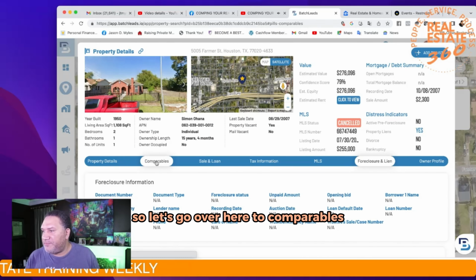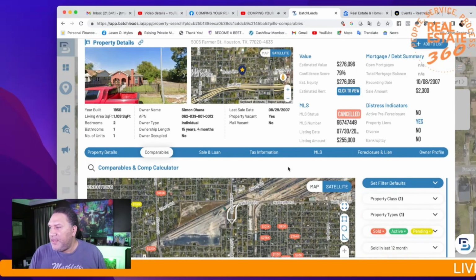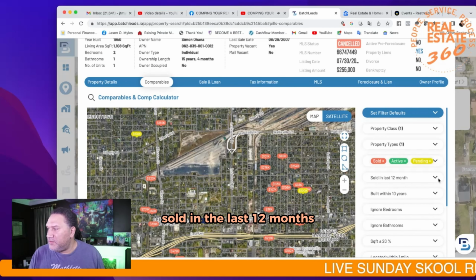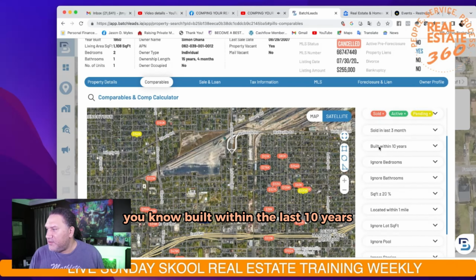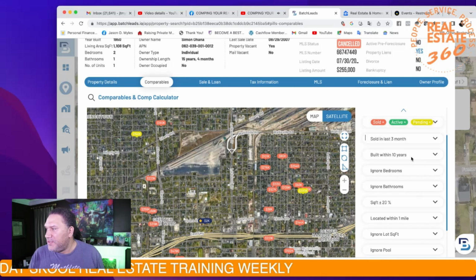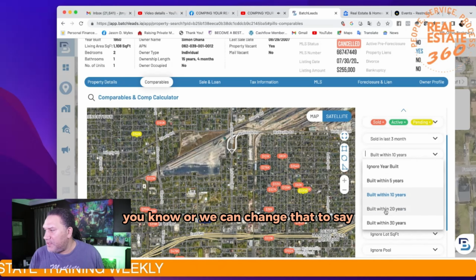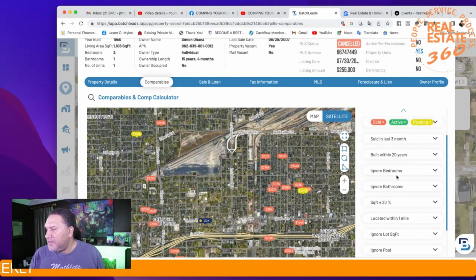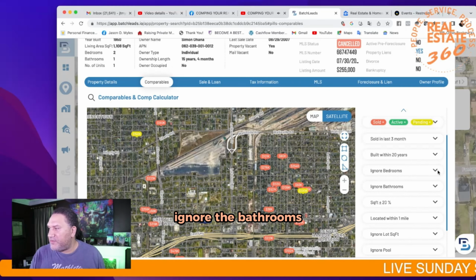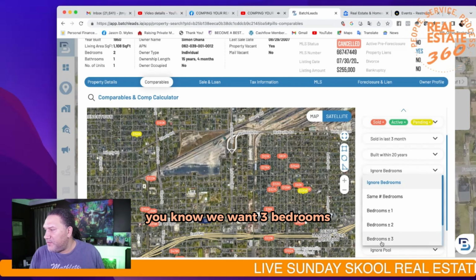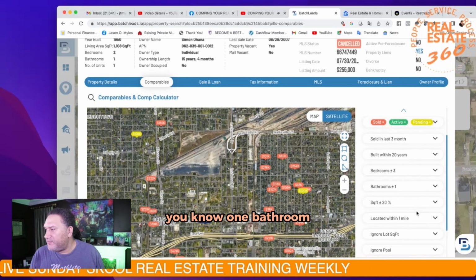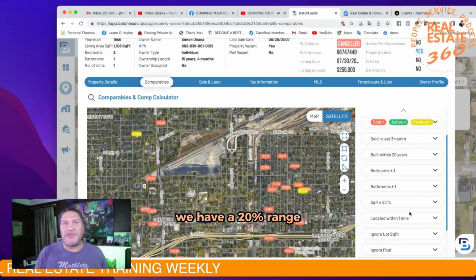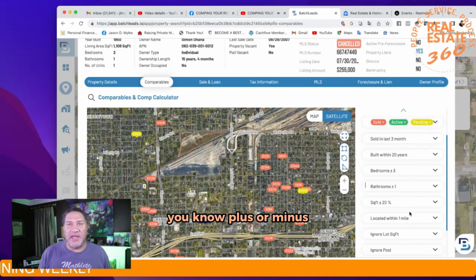So let's go over here to comparables. So we're going to go here, and we have all these different things. Sold in the last 12 months. We can change that to sold in the last 90 days. Built within the last 10 years, or we can change that to say built in the last 20 years. You could say ignore the bedrooms, ignore the bathrooms. We don't want to do that. We want 3 bedrooms. We want 1 bathroom. We have a 20% range, plus or minus of square footage, which is great. That's perfect.